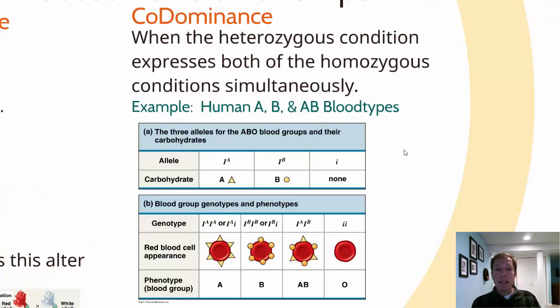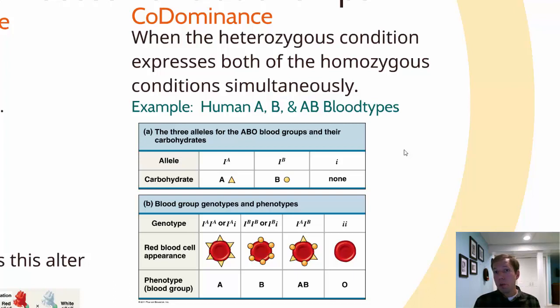Codominance is going to be a condition that results when both of the traits are expressed simultaneously. This is going to differ from incomplete dominance, where two alleles were both expressed to create a new phenotype. In this case, both of those alleles are expressed at the same time, not creating something new, but creating a situation in which both are expressed.